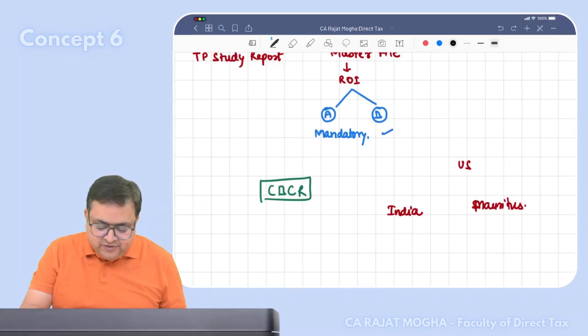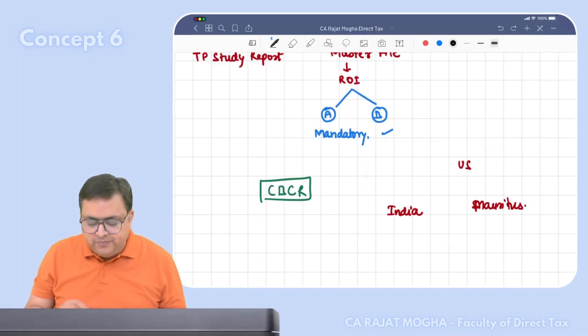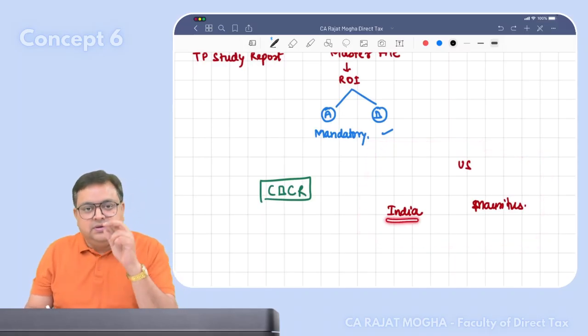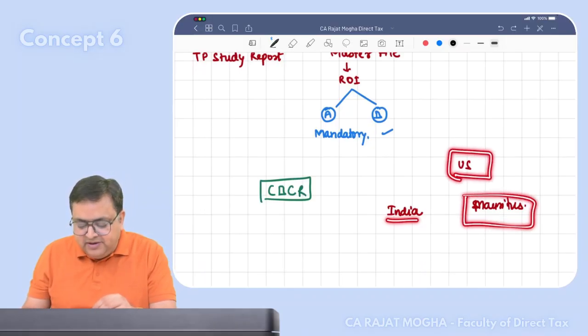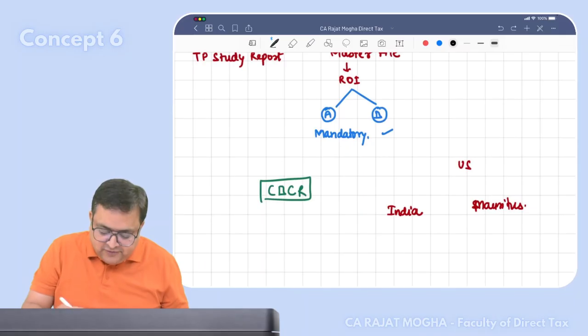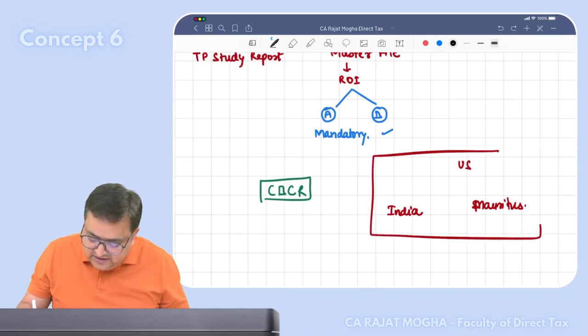See, let's say, for example, in the US, they are showing, let's say, this is actually an international group. One of the companies or concerns is here in India. The second concern is in the US. The third concern is in Mauritius. So this is part of an international group. So this is called an international group.